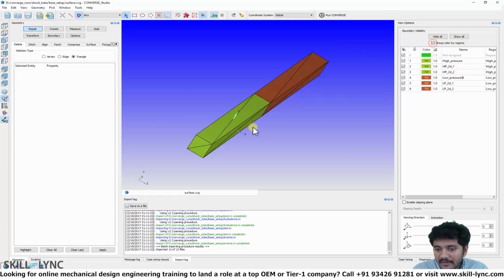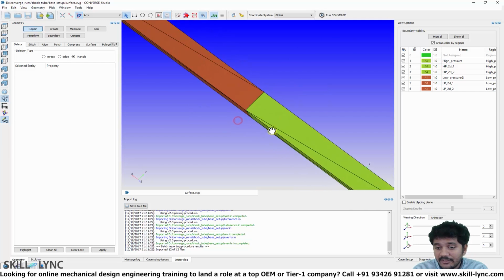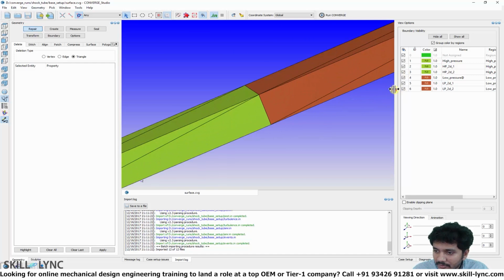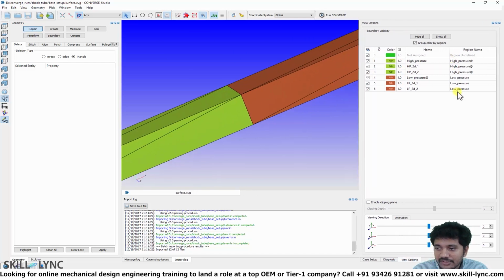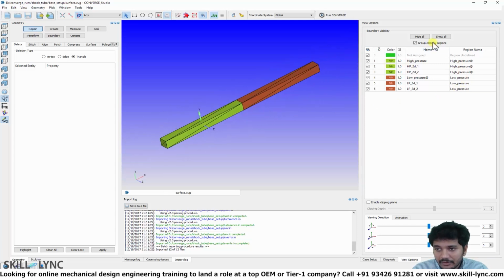If I click on that, you can see that each of the triangles are getting colored by a region, right? So this is one region and this is another region. So what I have here is, if I just bring it up here, you can see that I have two regions. I have a high pressure region, which is colored in green, and a low pressure region, which is colored in brown. Okay, so these are my two regions. So how did I set it up? Well, it's fairly straightforward.